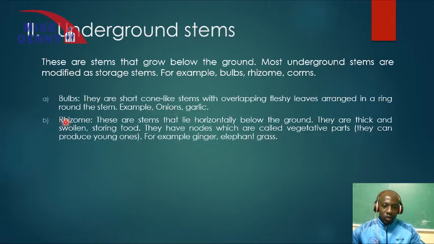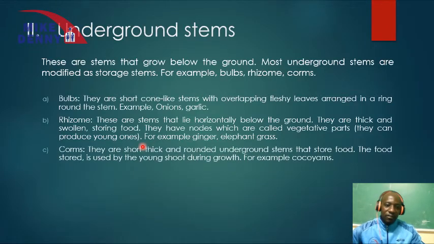We have rhizome. So these are stems that lie horizontal below the ground. They are thick and swollen, storing food. They have nodes, which are called vegetative parts, and they can produce young ones. For example, here we saw ginger. Then there's elephant grass. Their stems are described as the rhizome.